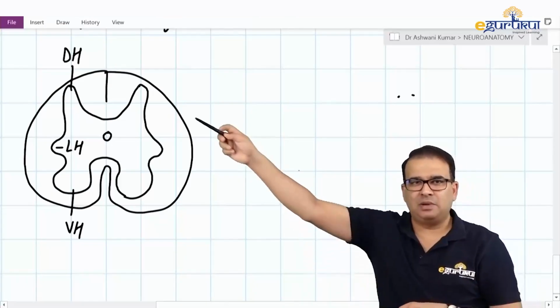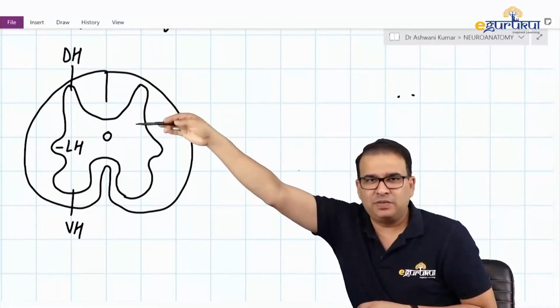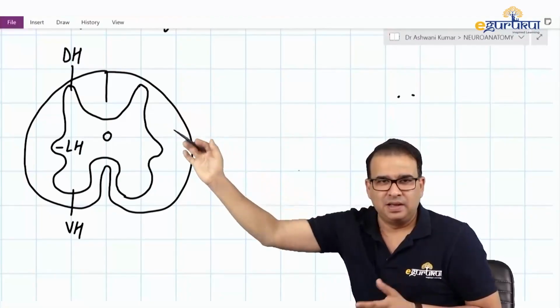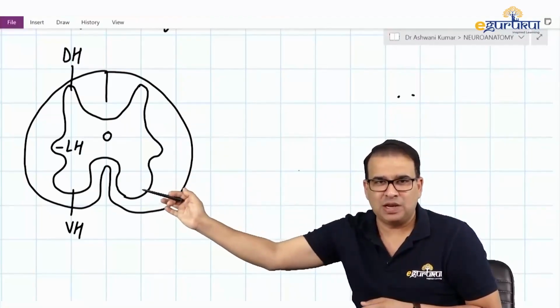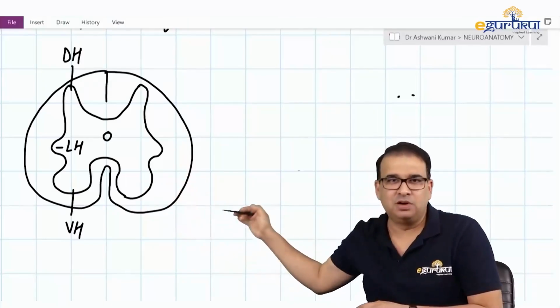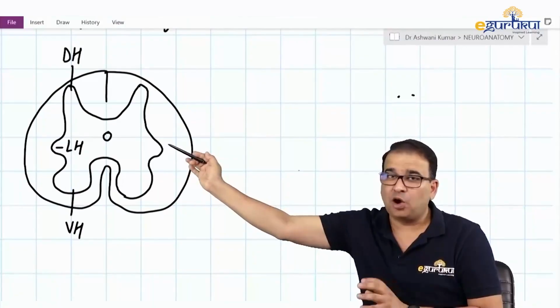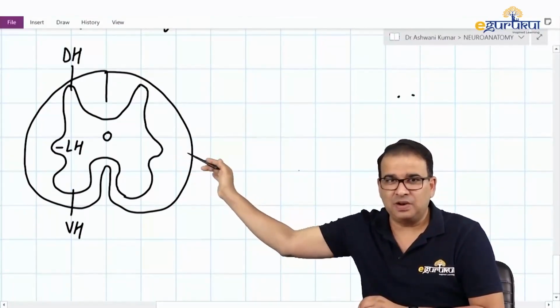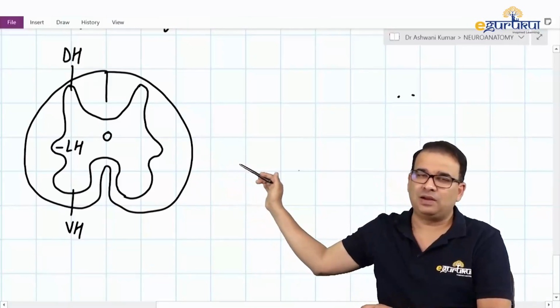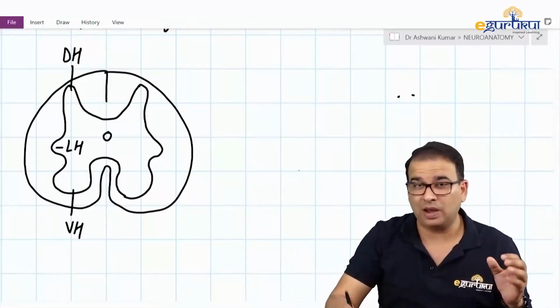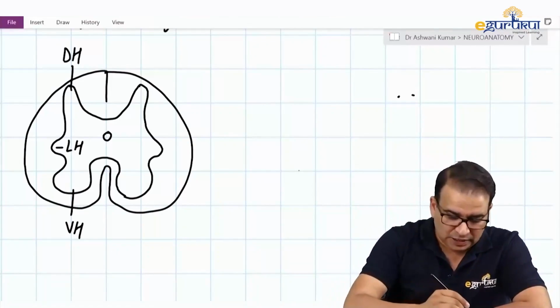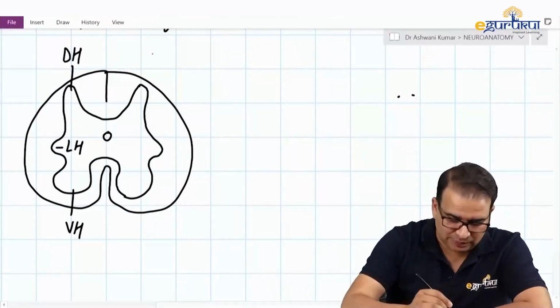So the nuclei present in the dorsal horn region must all be sensory nuclei. Ventral horn is motor, so whatever nuclei are present here will give rise to the motor nerves which go out. And lateral horn, wherever present, is autonomic. So either sympathetic or parasympathetic nerves will come out from there, depending upon where we are looking. So starting with the dorsal horn, keep in mind that is sensory.